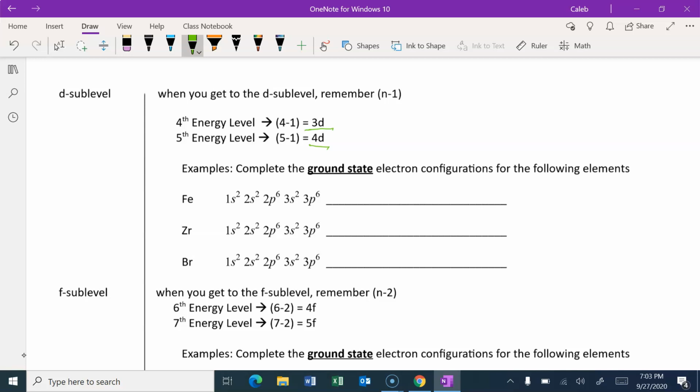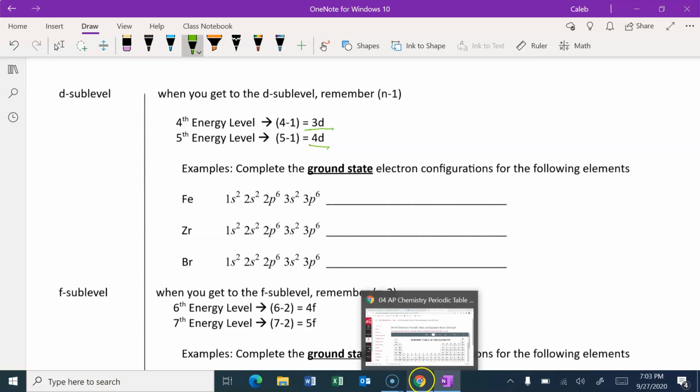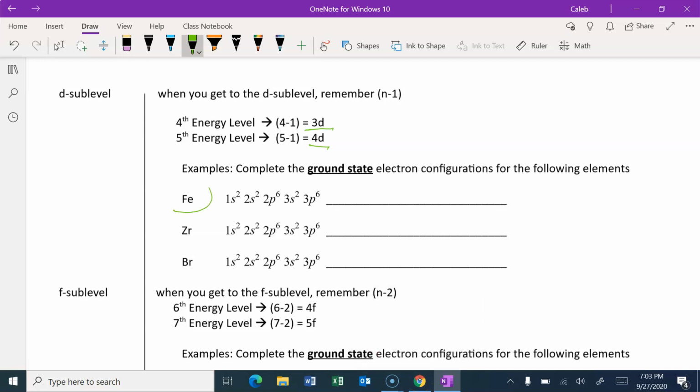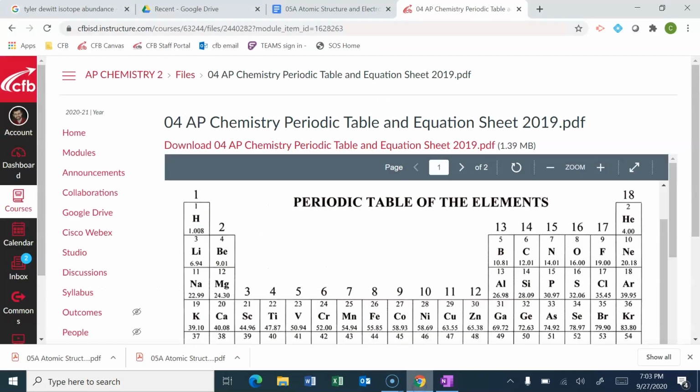Examples. We're going to complete the ground state electron configurations for the following elements. Instead of having you write out the whole thing, 1s2, 2s2, 2p6, we've given you the first little bit of it. So let's look at the periodic table. We're looking for Fe. It's 1s2, 2s2, 2p6, 3s2, 3p6, 4s2, and then I get to iron. So it's going to be 4s2.